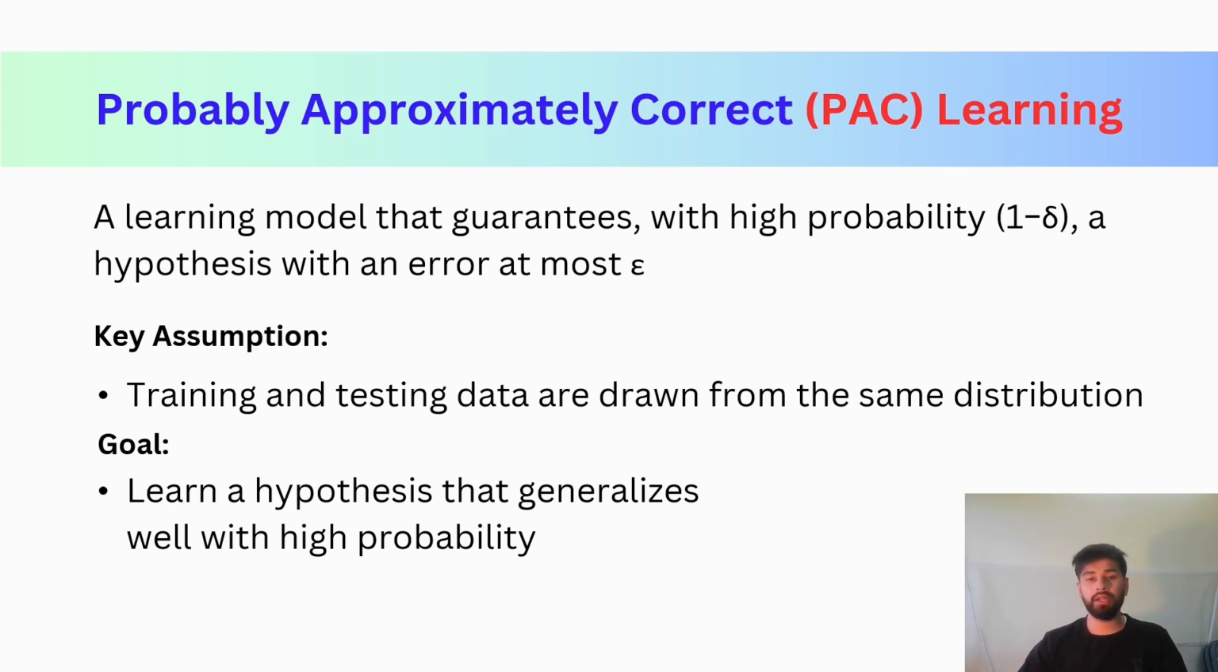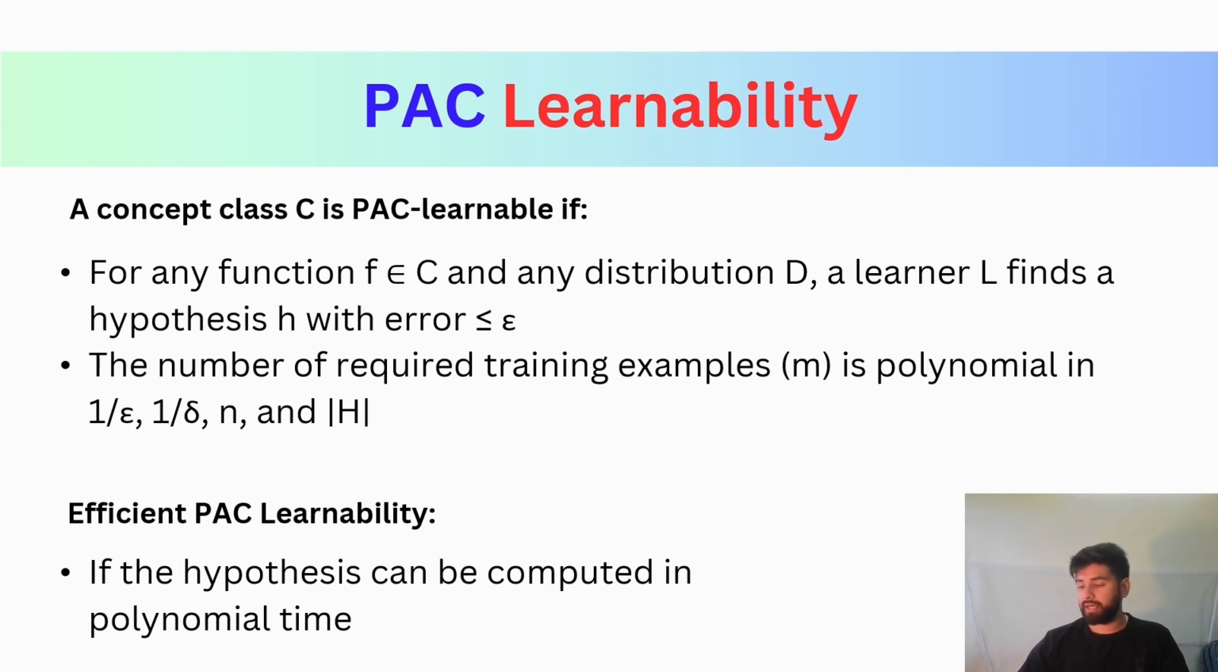The key assumption in PAC learning is that both training and testing data come from the same probability distribution. And then let's talk about PAC learnability. A concept class C is said to be PAC learnable if given enough training examples, we can find a hypothesis that has a low error. For PAC learning to work, the number of training examples m should be a polynomial in terms of 1/epsilon, 1/delta, n the number of features, and the size of the hypothesis space that is denoted by H. If the hypothesis can be computed efficiently, then the learning process is said to be efficiently PAC learnable.